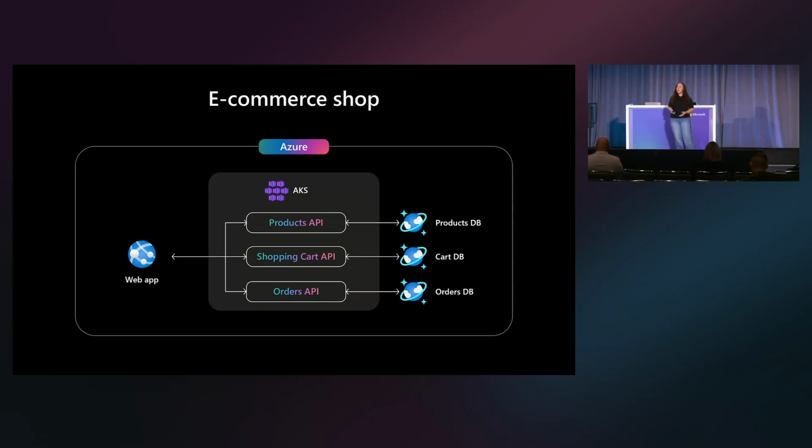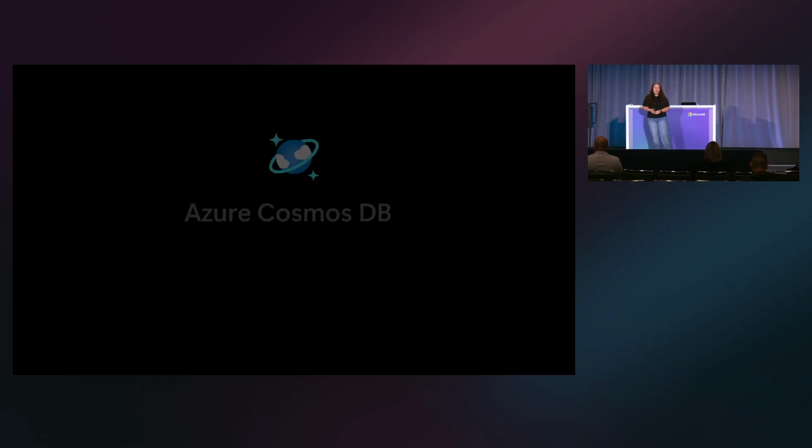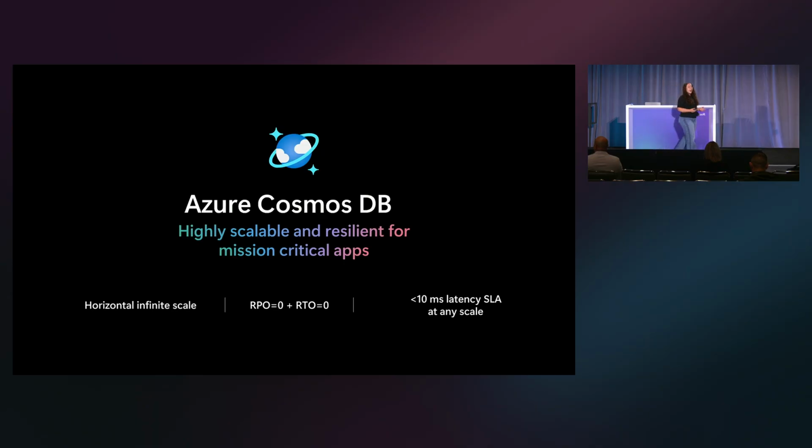We have our front end on Azure Web Apps. We've got a couple services in AKS. We have the Products API, which allows users to browse products on our site. We've got the Shopping Cart API as they add items to their cart, and an Orders API that allows them to create that order and make their payments. Now, I've got all of my data stored in Azure CosmosDB.